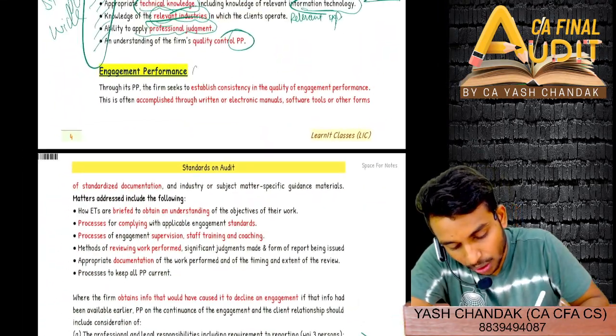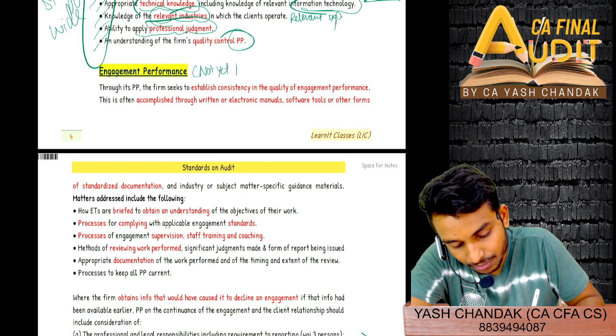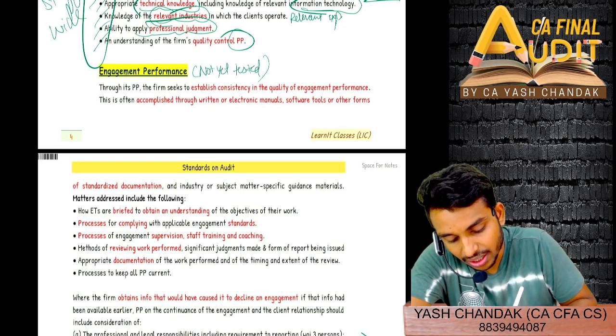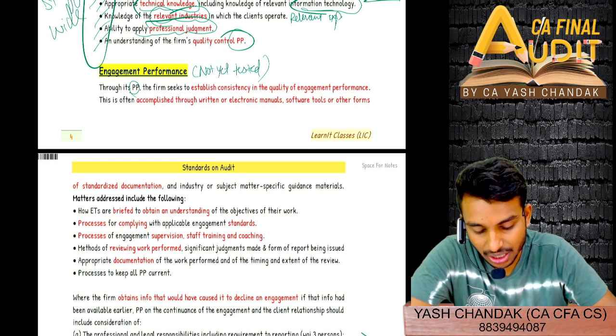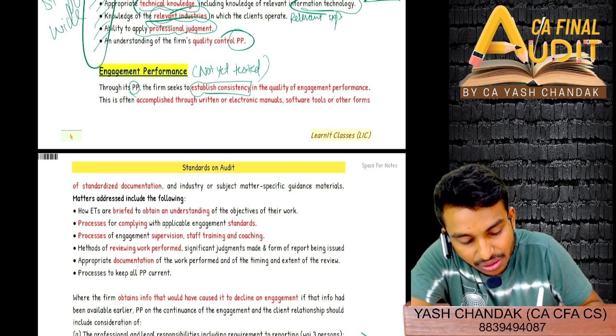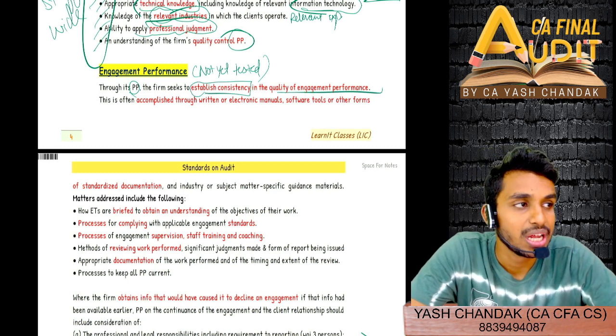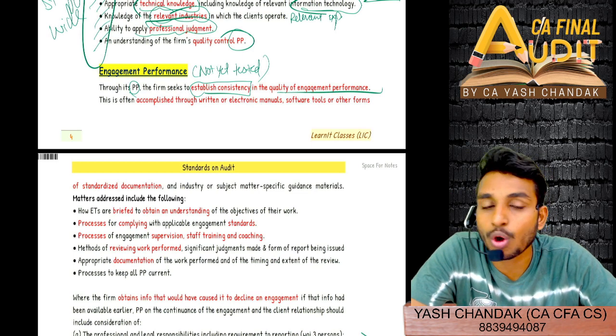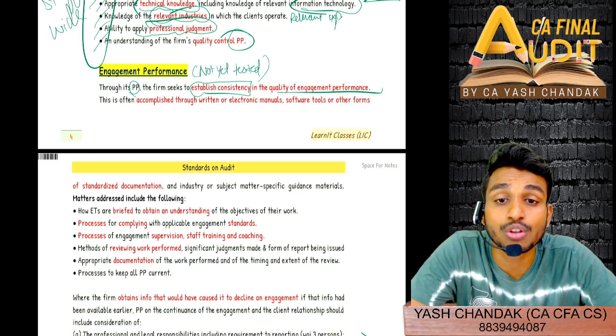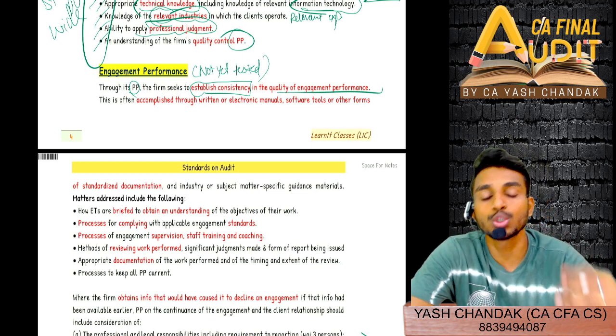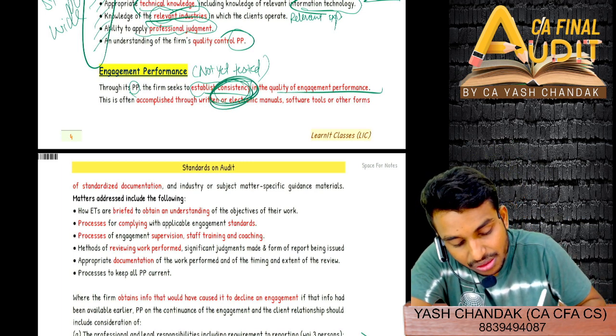So again, not yet tested. What does it say? Through our policies and procedures, we should seek to establish consistency in the quality of our performance, in the quality of our auditing services, in the quality of our review services, in the quality of any other related service that we provide. We should try to seek consistency in the quality.